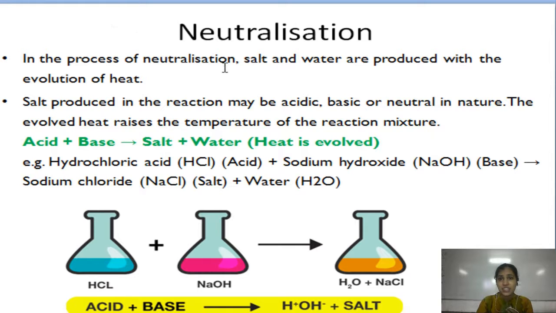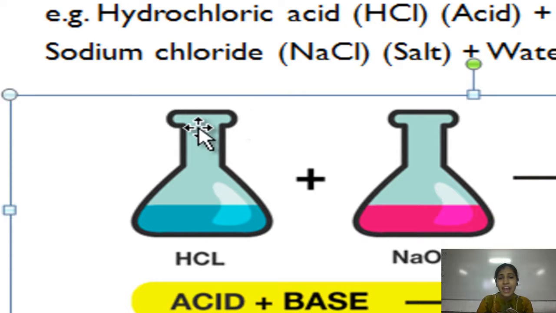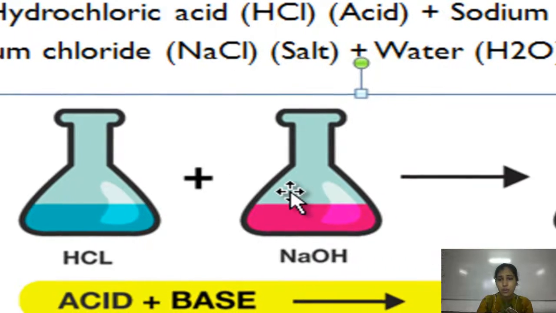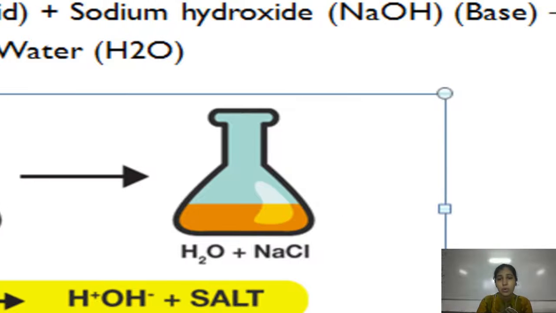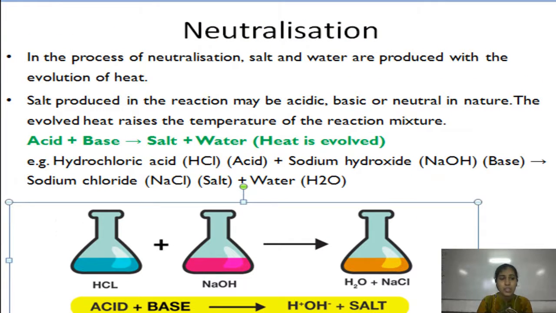In the process of neutralization, salt and water are produced with the evolution of heat. The salt produced in this reaction may be either acidic, basic or neutral in nature. The evolved heat raises the temperature of the reaction mixture. So whenever an acid reacts with a base, it produces salt and water with the evolution of heat. Example, whenever hydrochloric acid reacts with sodium hydroxide, it produces sodium chloride, salt, and water with the evolution of heat. It is shown in the figure.